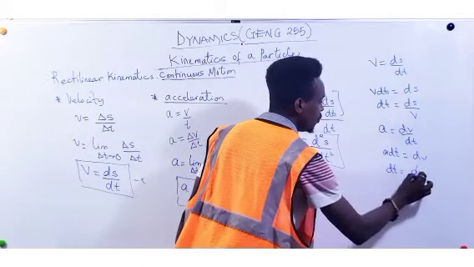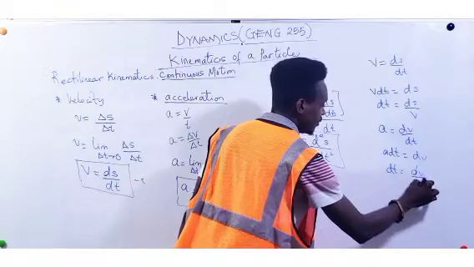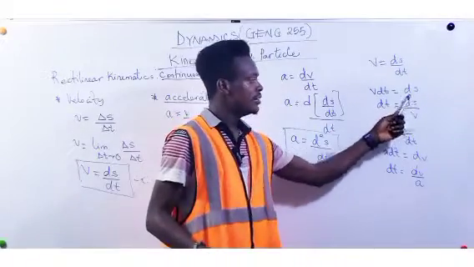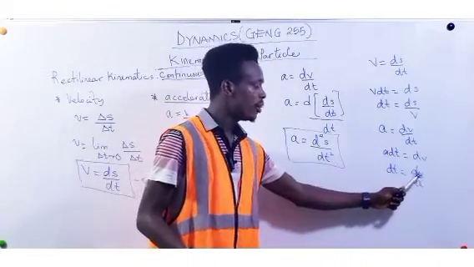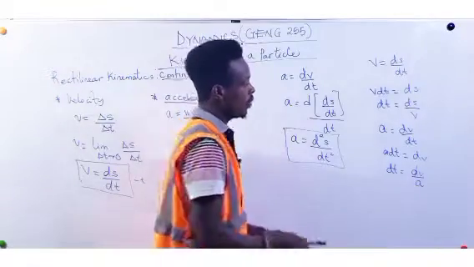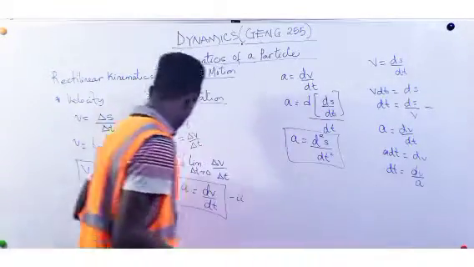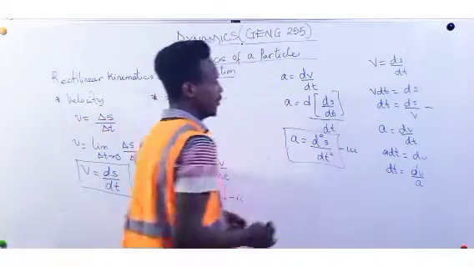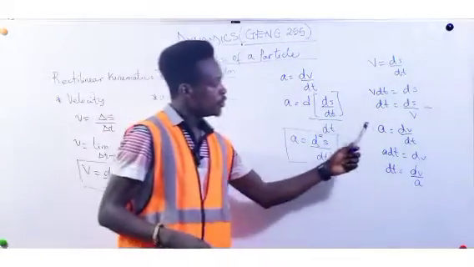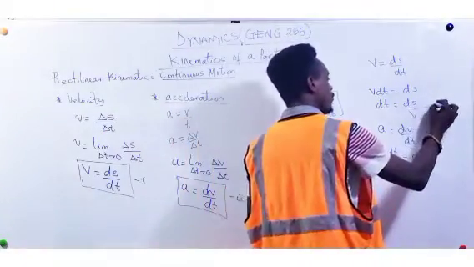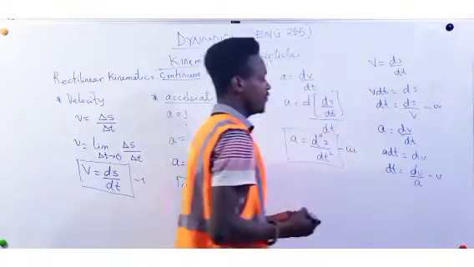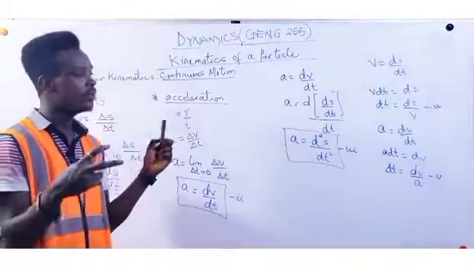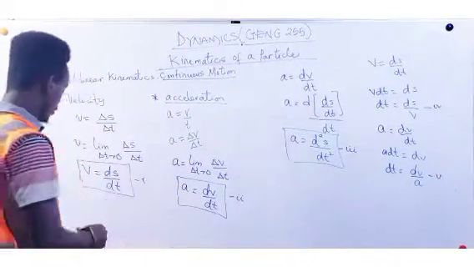So dt will be equal to dv over a. As you can see, dt is equal to ds by v, and dt is also equal to dv by a. So we can call this equation 3, it's our major equation. We'll call this equation 4, and we'll call this equation 5. Because we realize that dt and dt are the same, we can equate equation 4 to that of equation 5.